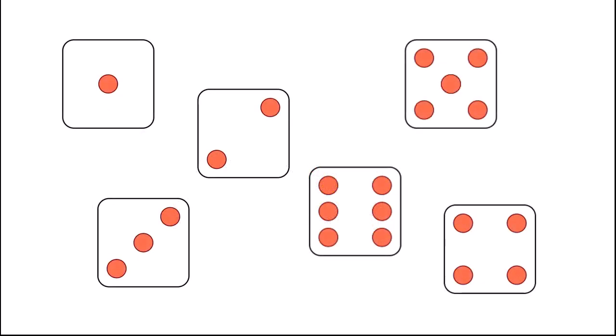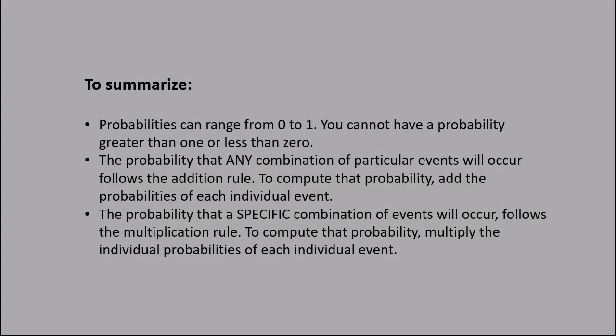Okay, let's go back to our dice for a moment. What's the probability? Take a look at the dice here. What's the probability of rolling a 7? Well, a 6-sided dice doesn't have a 7, so there's 0 probability of rolling a 7. What's the probability of rolling a 1, or a 2, or a 3, or a 4, or a 5, or a 6? Well, again, we'd use the addition rule. The probability of rolling any one of those possible numbers winds up being 1. Again, the addition rule.